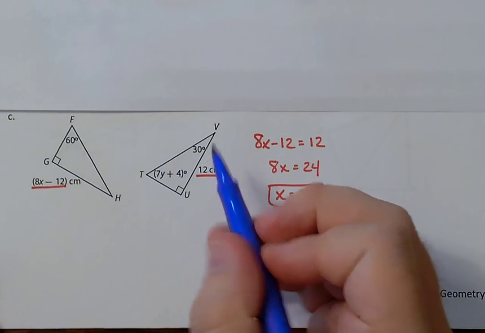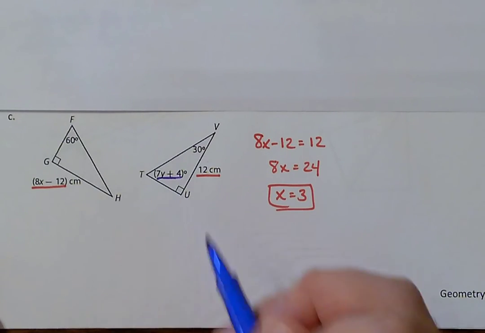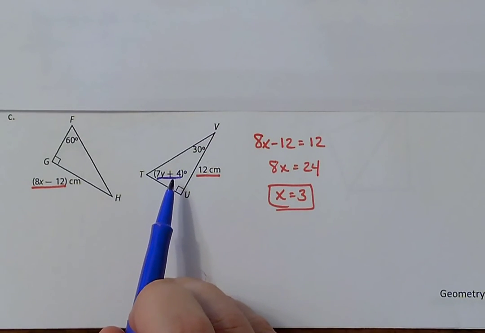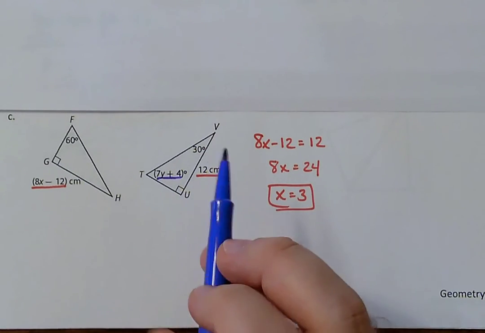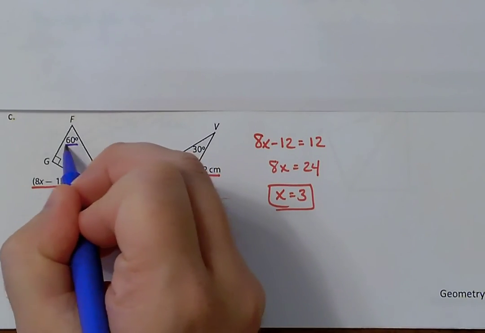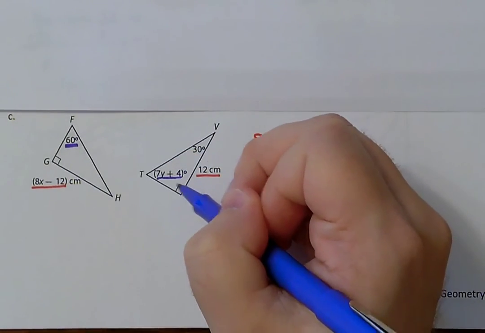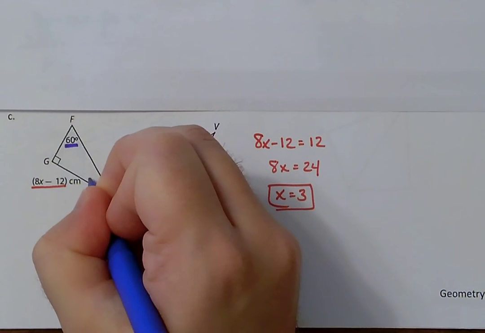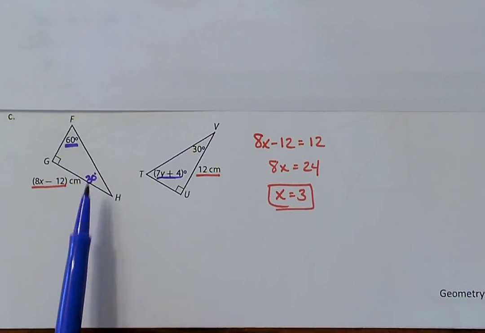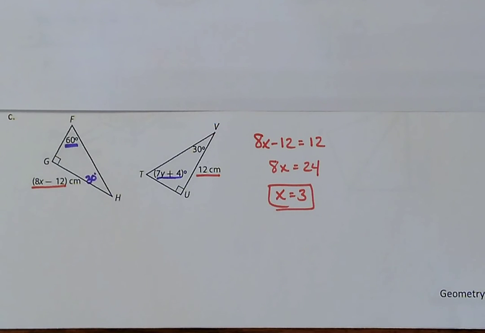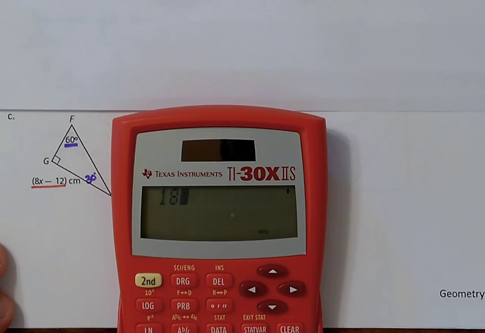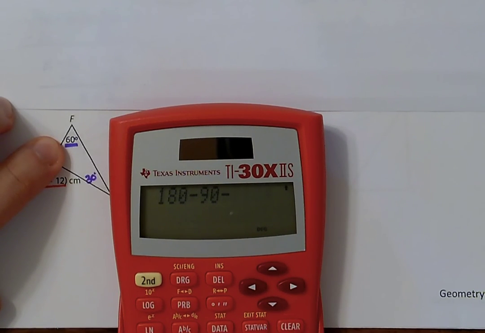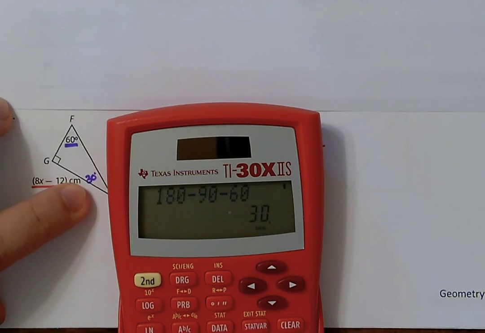So if we look, y is relating to this 7y plus 4. Now, what angle does this match up with over here? Well, it is going to match up with the 60 degrees, the F, because it's the one that's a little bit bigger than the 30 degrees, which H is. And I know that H is 30 degrees because if I do 180 minus the right angle, 90 degrees, minus the fact that I know this is 60, I end up getting this as 30.